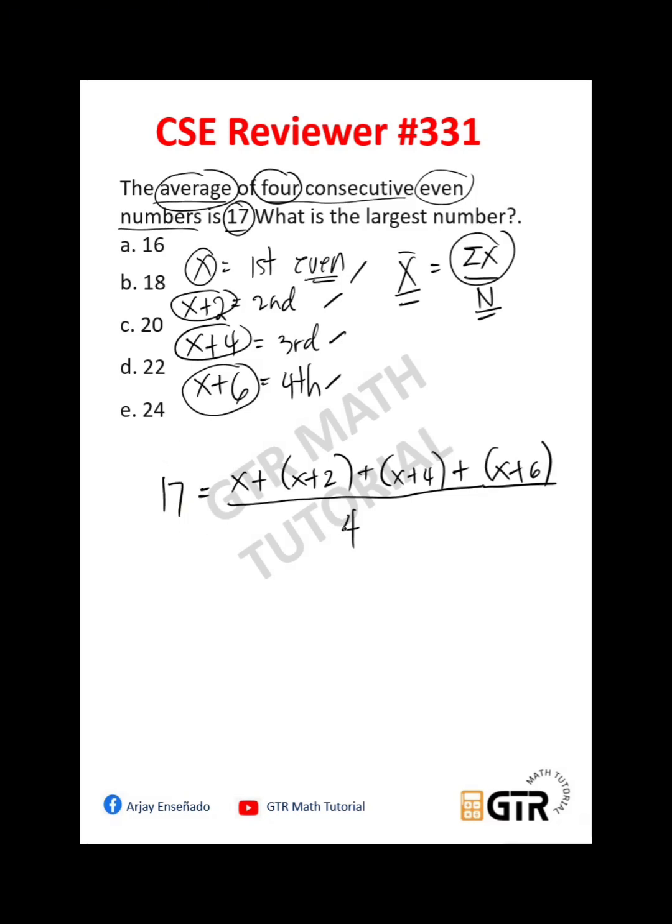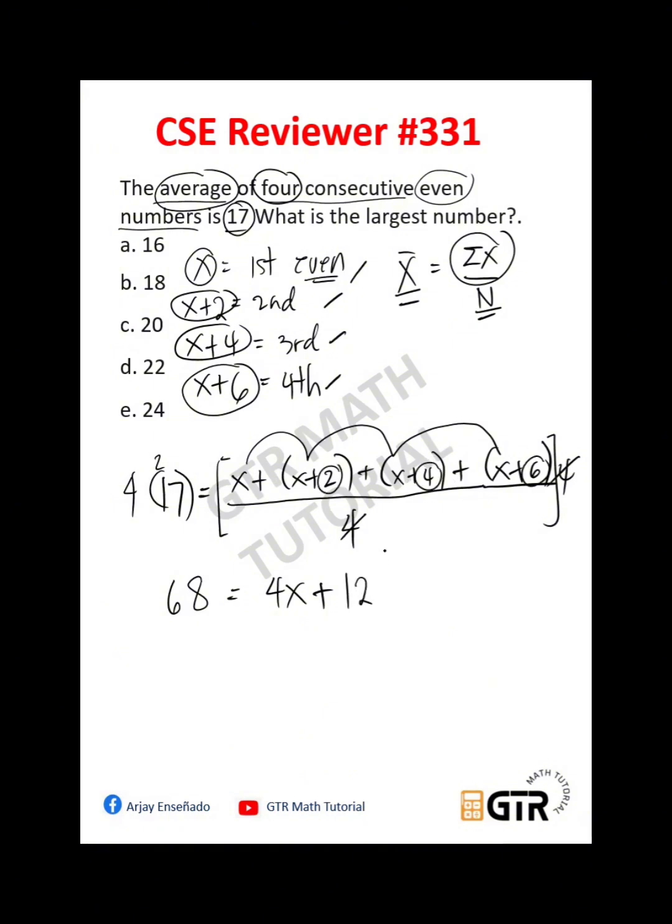So we can cross multiply or multiply both sides of the equation by the denominator 4 to cancel the denominator. Okay, so 4 times 17, so that is equal to 4 times 7, we have 28. 4 times 1 is 4 plus 2, so we have 68 is equal to, we can now cancel the 4 and then combine the x. We have 1, 2, 3, 4. So we have 4x plus, add the numbers. So we have 2 plus 4, that is equal to 6, plus 6, so we have 12.